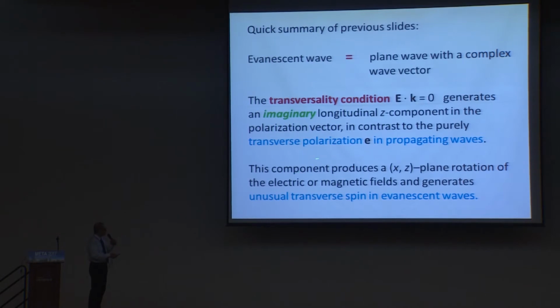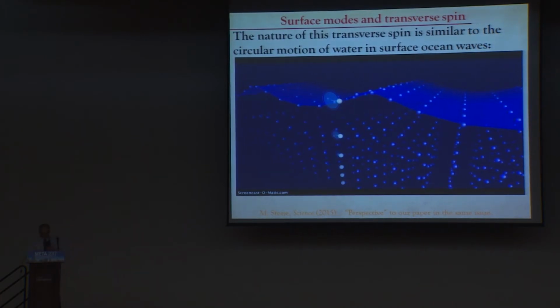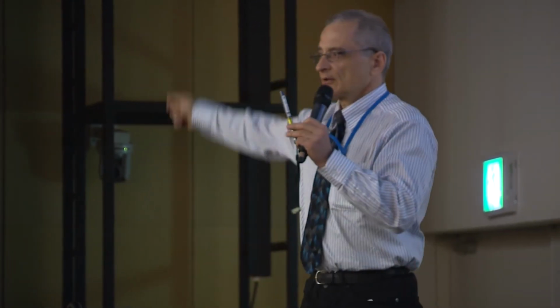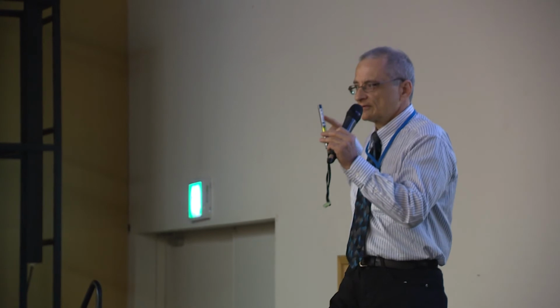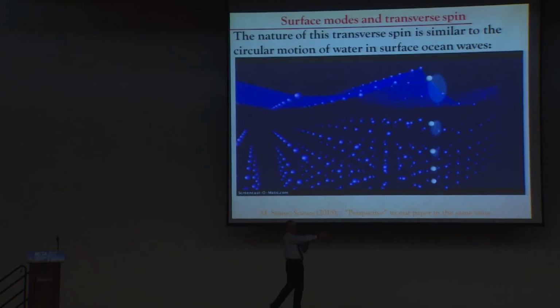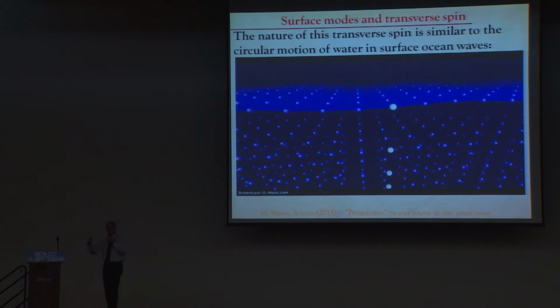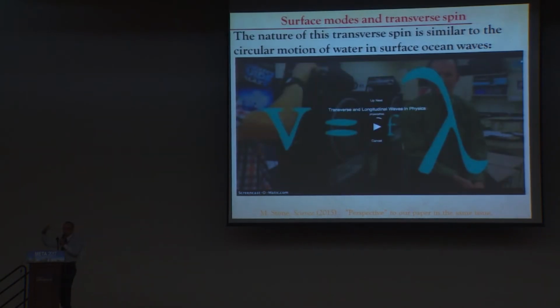And then this component produces this XZ plane rotation of the electromagnetic fields and generates this unusual transverse spin in evanescent waves. There is a classical analog of it. So even though the wave is propagating from here to there, the actual particles are moving in this way. So therefore, when the particles move in this direction here, the angular momentum is directed in this direction here, even though the wave is propagating along the Z-axis. Of course, this is a surface effect. Once you go into the bulk, it's not going to happen. It only happens near the edge. It's an edge mode.